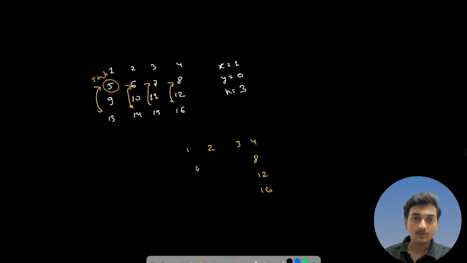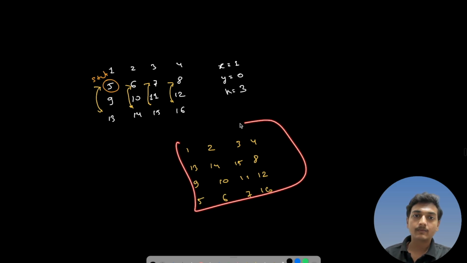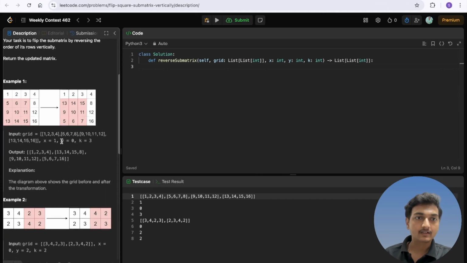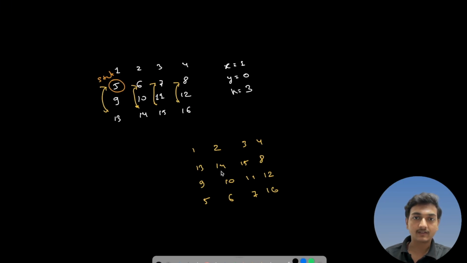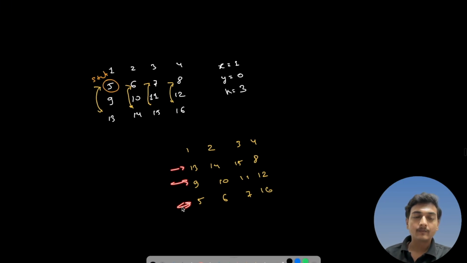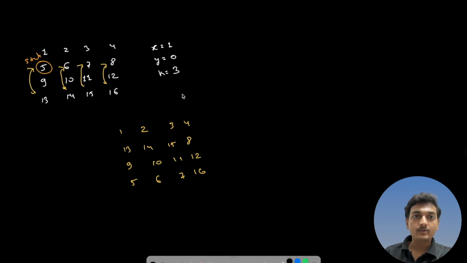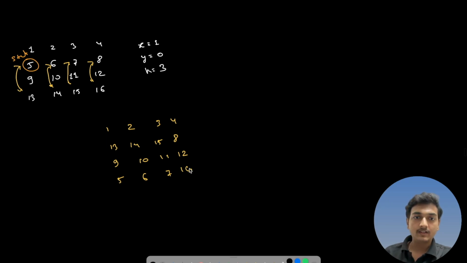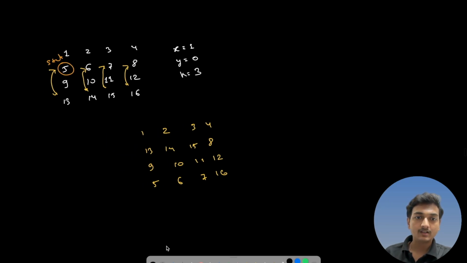So my output would look something like this, with 5, 6, 7. This will be my resultant output, and if we check it, it will be correct: 13, 14, 15, 9, 10, and 5, 6, 7. So how will we solve this problem? I don't think it's a very tricky part.